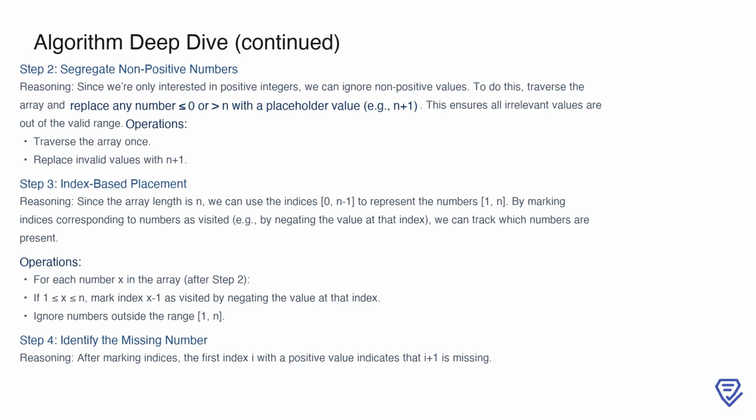Once we've done this, the second step is to use an index-based placement strategy. The idea here is to leverage the fact that the array length is n, meaning we can use the indices 0 to n-1 to represent the numbers 1 to n. By marking indices corresponding to the numbers we encounter as visited, we can effectively keep track of which numbers are present. For each number x in the array, if x falls within the range 1 to n, we mark the index x-1 as visited. This is typically done by negating the value at that index. Any number outside the valid range is simply ignored.